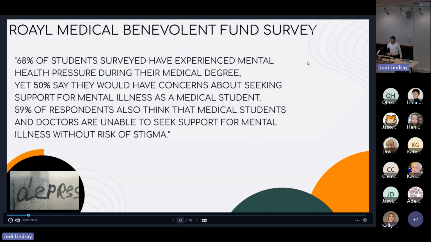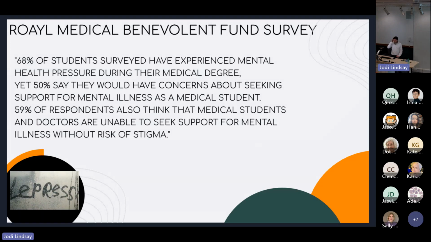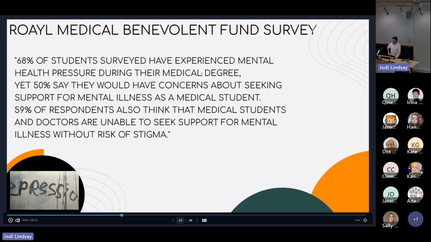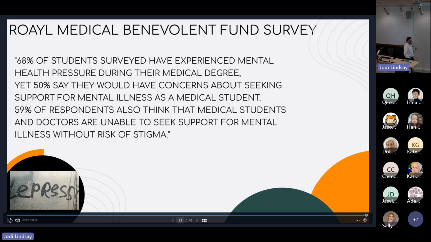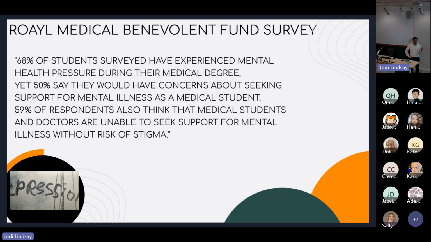Then I looked a bit more into that, and I found a survey where 68% of the students experienced mental health pressure during their medical degree, yet 50% say they would have concerns about seeking support. And 59% also think medical students and doctors are unable to seek support for mental illness without a risk of stigma. So not only do they have really high amounts of depression and anxiety in that cohort, they're also not really wanting to look for help if they actually need it.